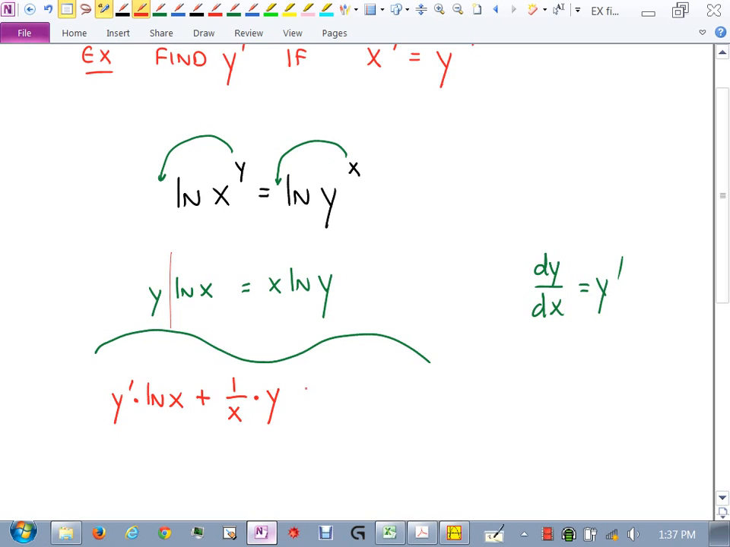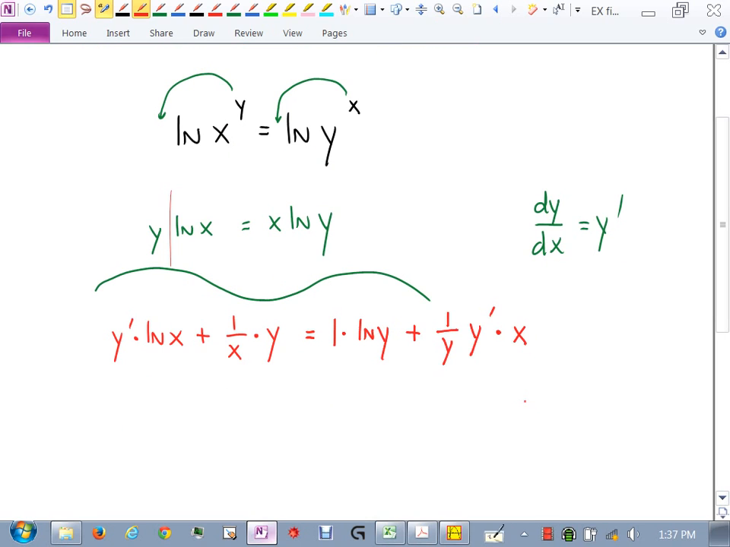Equals. Same thing on the right side, except we have a different product, right? This time the x is out front, the y is in the natural log. So derivative of x is 1 times natural log y plus, careful, 1 over y times y prime, good, times, finish off product rule, x. Good, good. Did y'all see all that? We had the product rule again on the right side. Derivative of x, natural log y, plus derivative of natural log y times x.